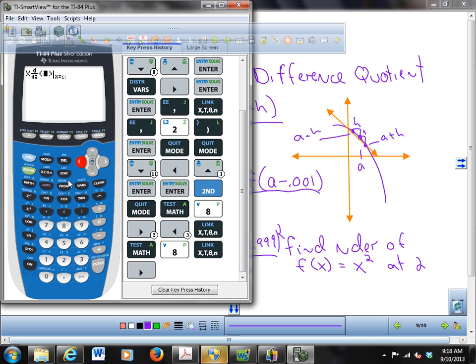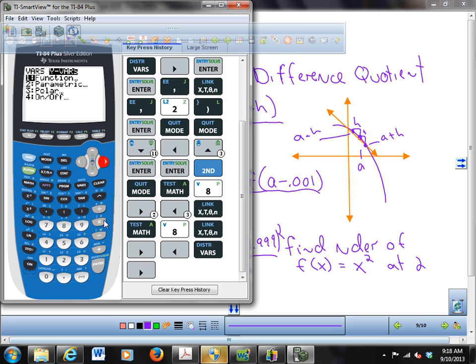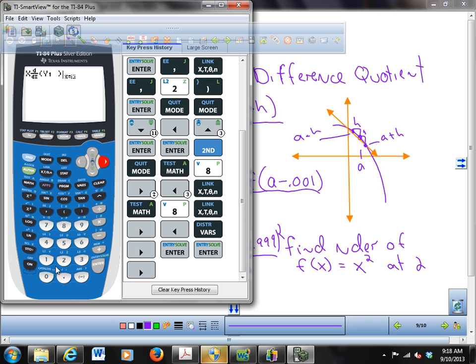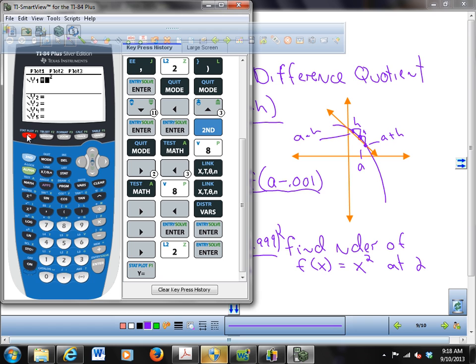So I have to go to here. So I'm going to go Vars, Y-Vars, function, y1. And then I'm going to go at 2. Okay? And then I hit enter. Whoa! What did I do here? What did I put down there? I put an X. There's always a D. Is that a D? Just x squared. It should have worked. It should have 4.